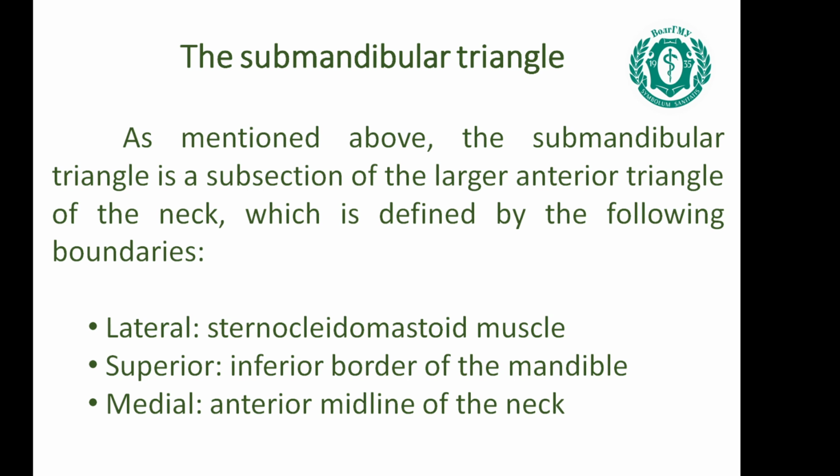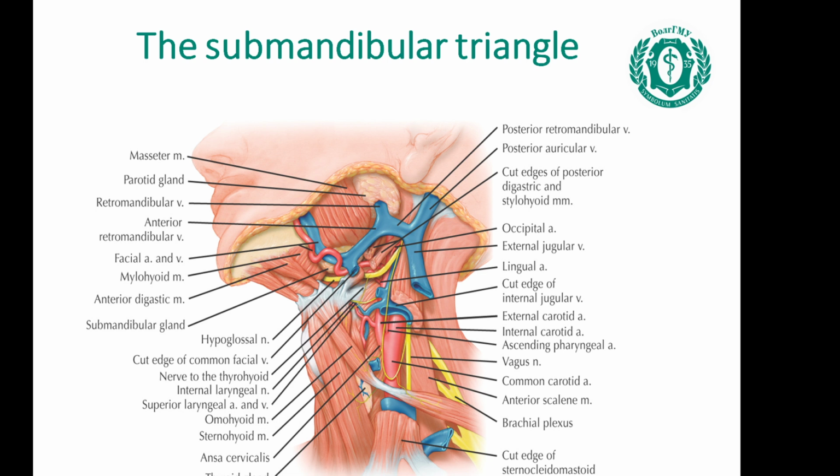As mentioned above, the submandibular triangle is a subsection of the larger anterior triangle of the neck, which is defined by the following boundaries: lateral, the sternocleidomastoid muscle; superior, the inferior border of the mandible; medial, the anterior midline of the neck. On this picture you can see the structures of the submandibular triangle.